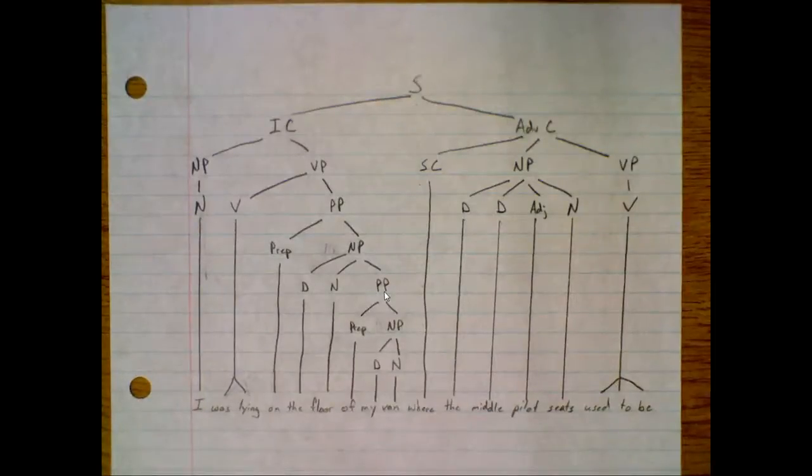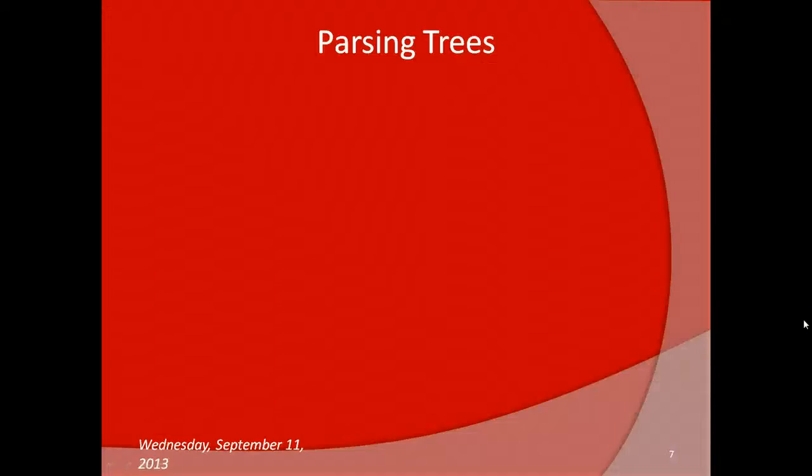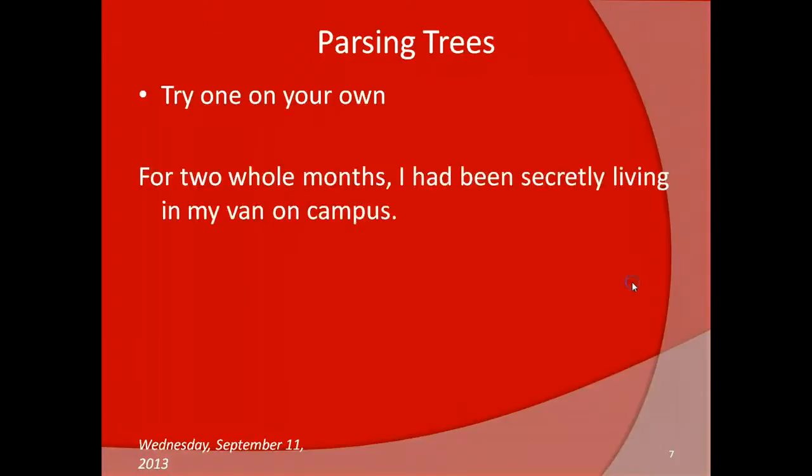All right. Now I'd like you to try one all on your own, and I've got a simpler sentence for you to try this time. Try one all on your own on another sheet of notebook paper. Feel free to divide this one up into individual phrases, and it's really just one clause, but feel free to divide it up into individual phrases and kind of work it out as we did it in chunks. But I want you to try this one on your own. For 2 whole months, I had been secretly living in my van on campus. Try that one on a separate sheet of notebook paper.